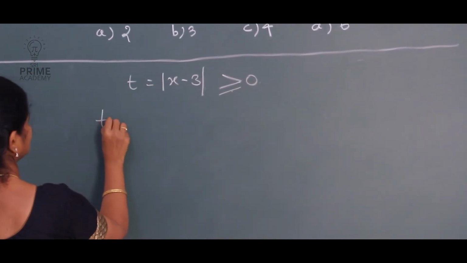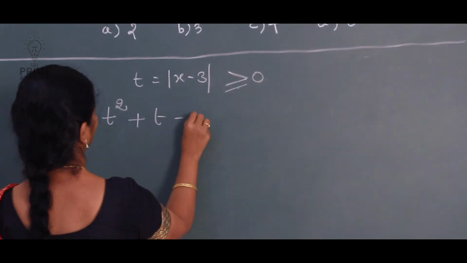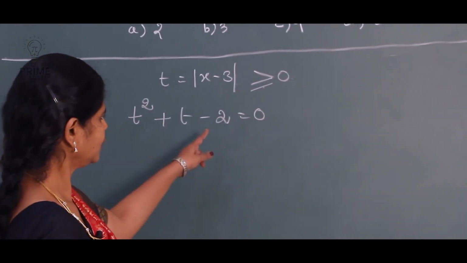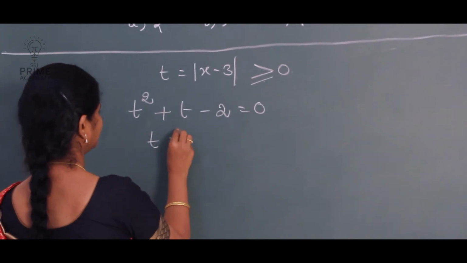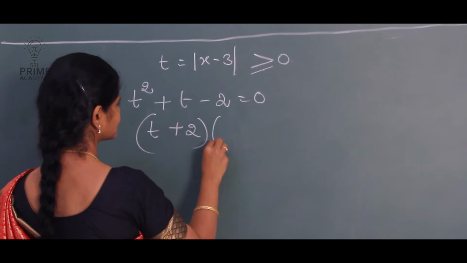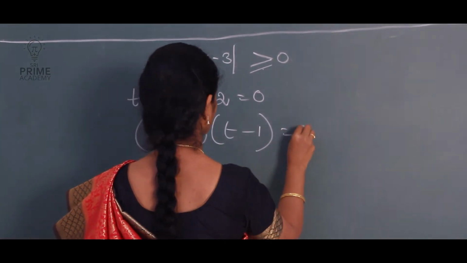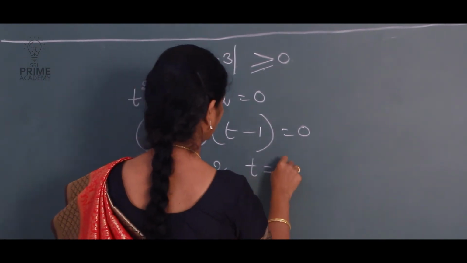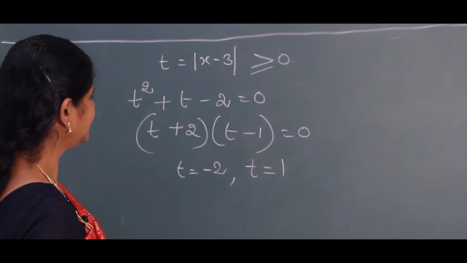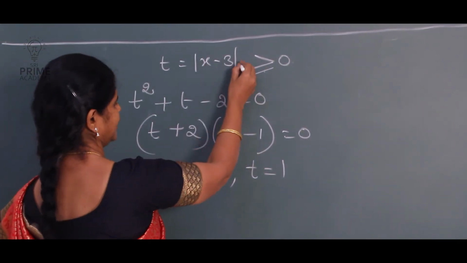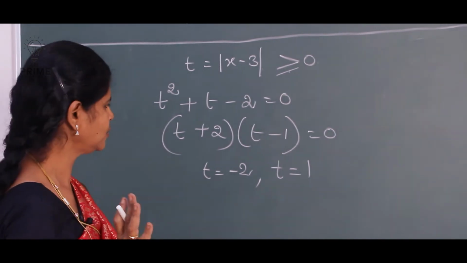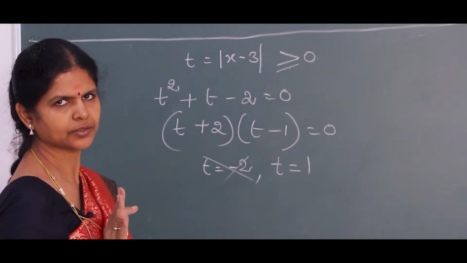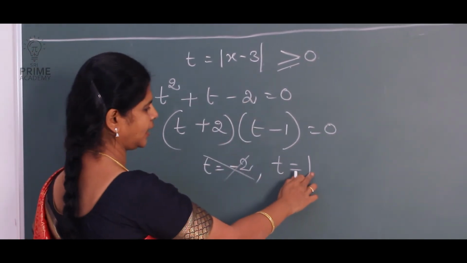Okay, so substitute. So this becomes a quadratic equation t square plus t minus 2 is equal to 0. Factorize this equation. So you are having 2 and minus 2. So you get t plus 2 into t minus 1 equal to 0. Okay. So t equal to minus 2 and t equal to 1 are the roots of the equation. But t value is modulus x minus 3. It takes only the positive value. But here you are having negative. So this value does not exist since it takes only positive value. So t equal to 1 is possible.